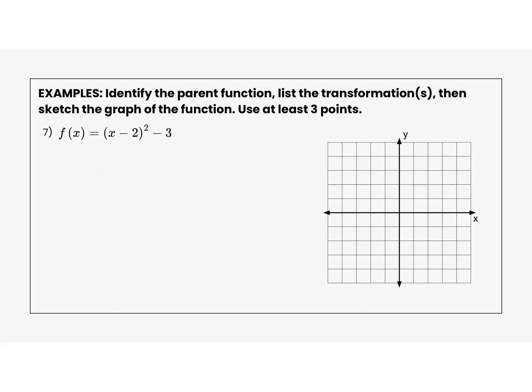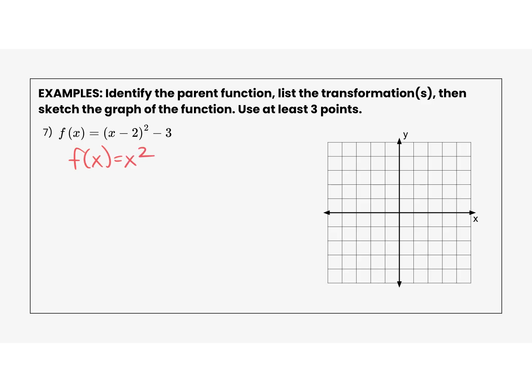Okay, so let's look at a graph, right? So first thing we're going to do is, again, start with the parent function. I'm going to plot the points of the parent function so we remember what that looks like. And then we're going to write what the transformations are and then sketch our new graph. Okay, so if I'm looking at f of x equals (x minus 2) squared minus 3. So again, I see that squared in there. That's my parent function. f of x equals x squared.